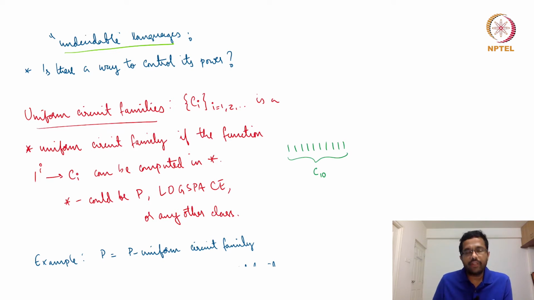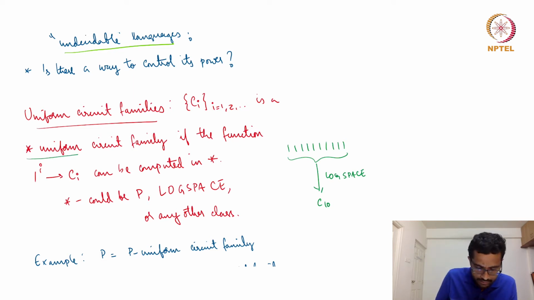If you say P uniform circuit family, this function should be computed in polynomial time. If you say log space uniform circuit family, this function should be computed in log space. It could be some other classes too. So this is what is meant by uniform circuit family.